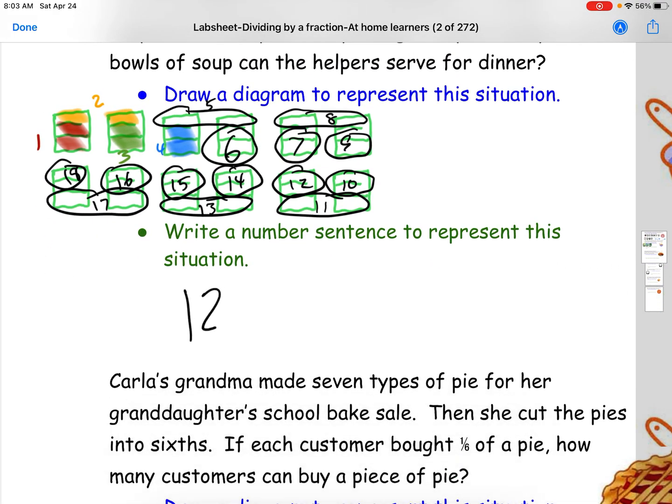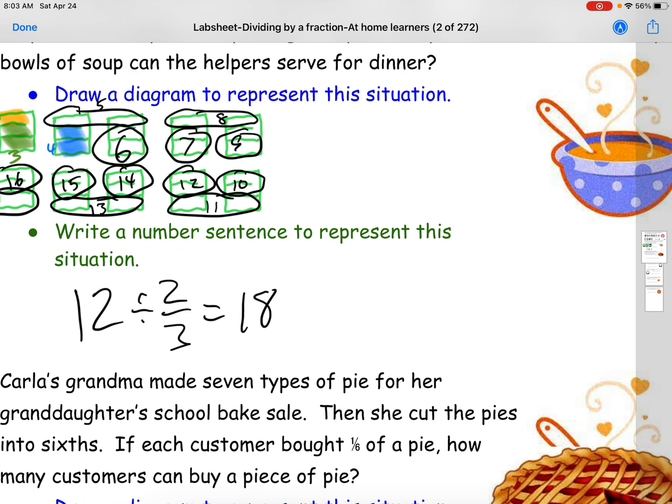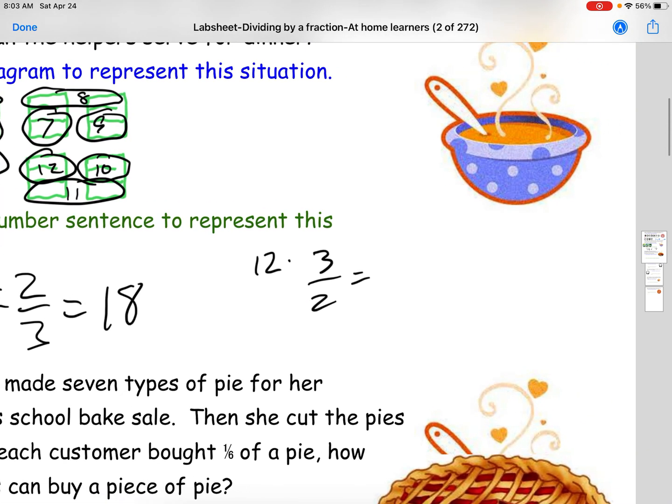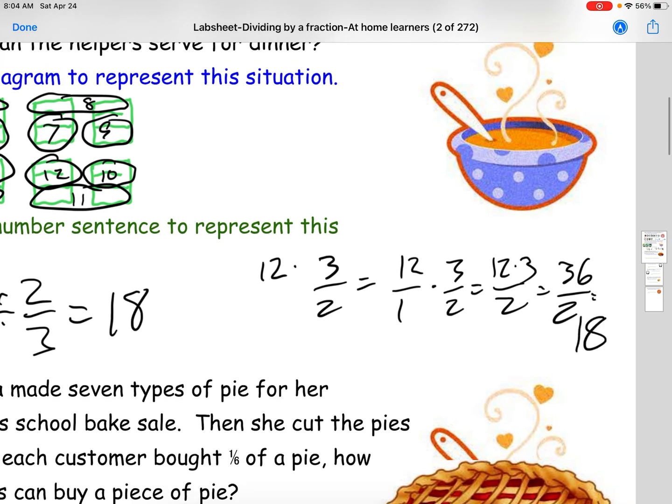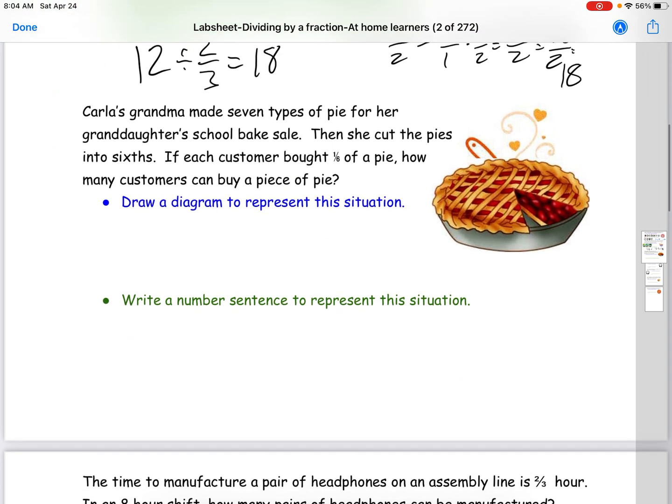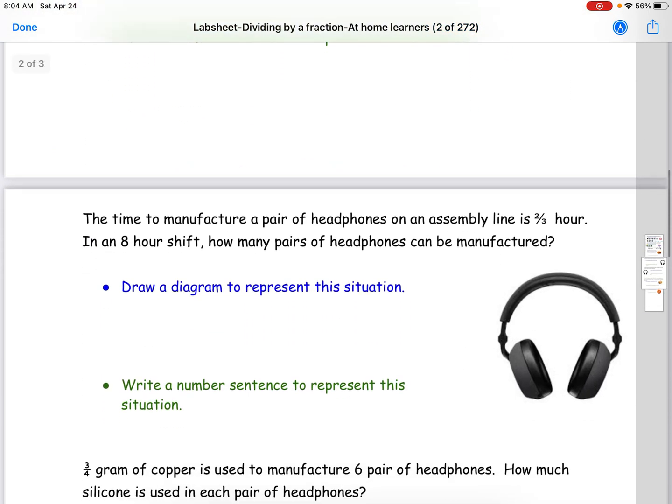What's that number sentence look like? 12 divided by 2/3 is going to be 18. Now, that's good enough for me, and you do not have to have any more, but if by chance you recognize that it's going to be 12 times 3 divided by 2, keep in mind that's 12 over 1 times 3 over 2, which is 12 times 3 over 2, and that equals 36 halves, which is 18, okay?